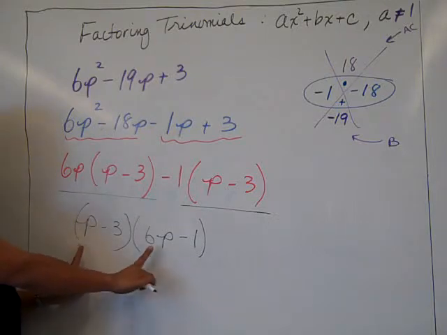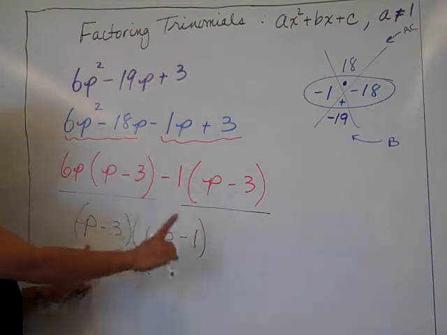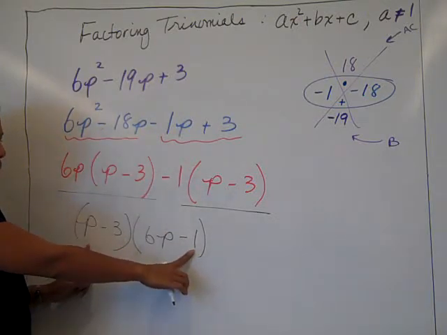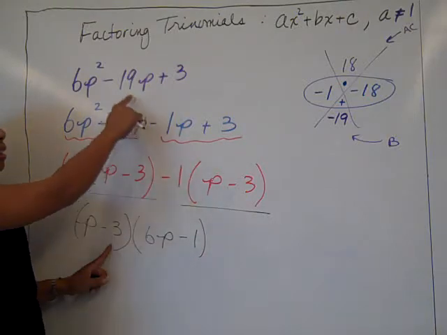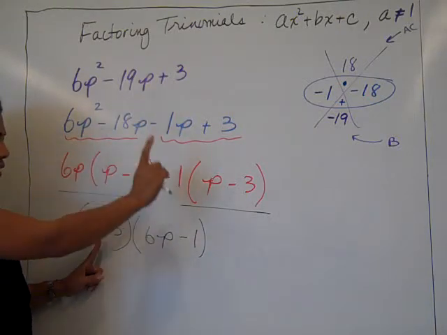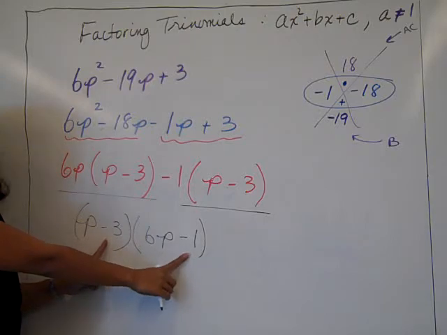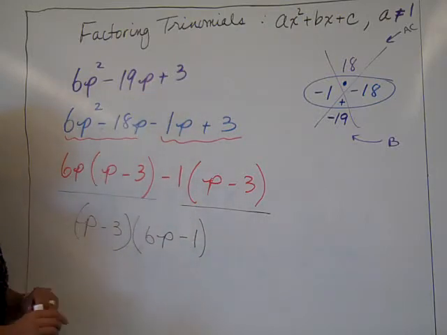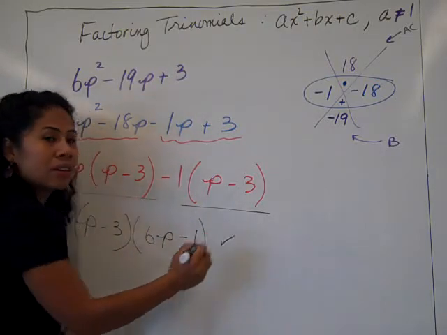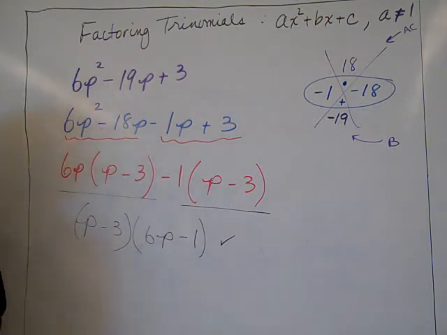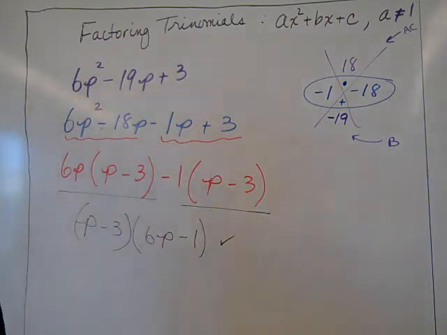How do you know your work is correct? FOIL it back out. 6p squared, check. Minus 1p, minus 18p, that's minus 19p, check. Your outer one is minus 3 times minus 1, that's positive 3. Good? So my work is correct, and good job. Can we do it also?